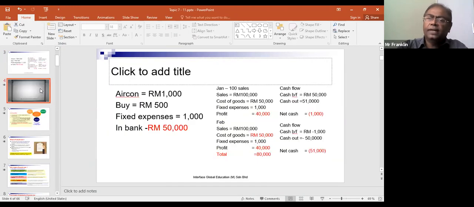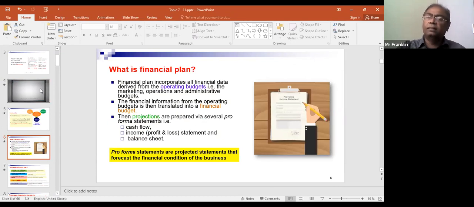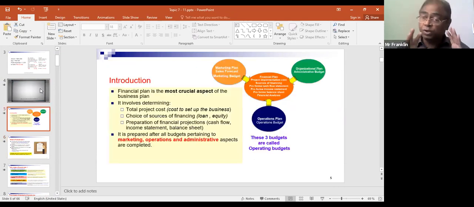Okay, now we looked at it and say the financial plan is one of the most important parts of the plan, the most crucial aspect. You do the financial plan only after that, because that is where you get the budget for marketing, I mean, how much you want to market the product. The organization plan gives administration staff salary, and the operation plan gives raw material costs. Once all those things are calculated and added together, then you can do the financial plan.